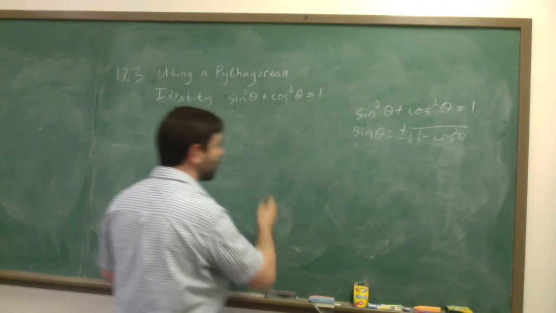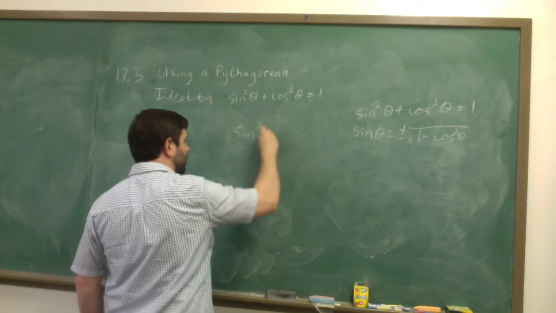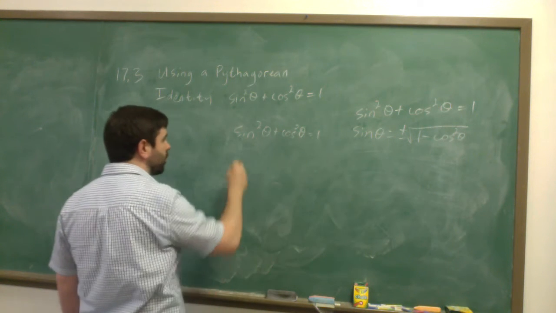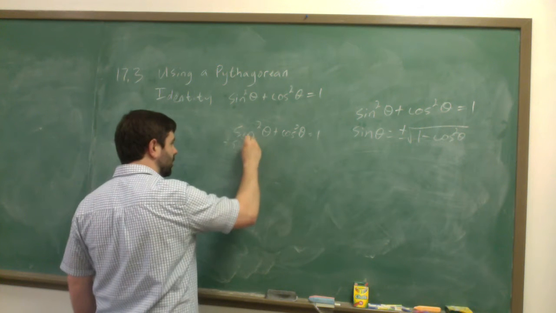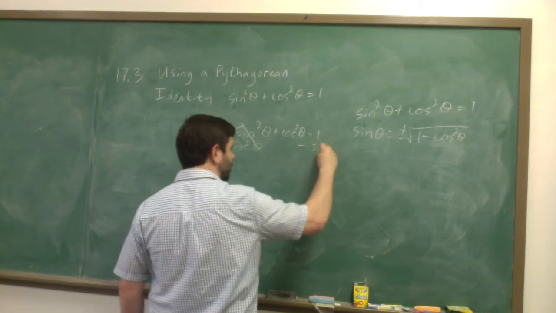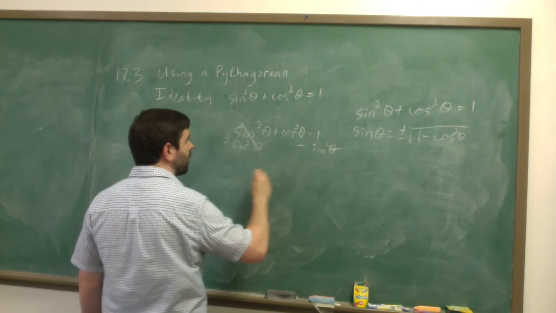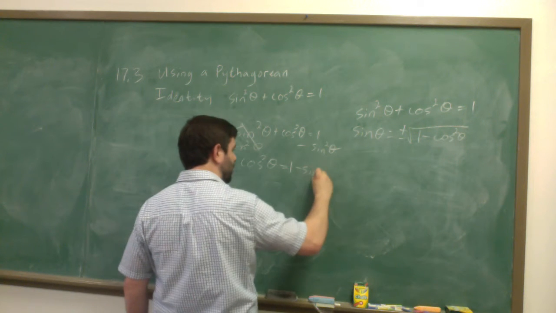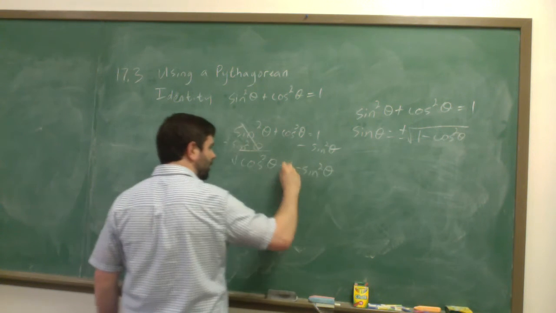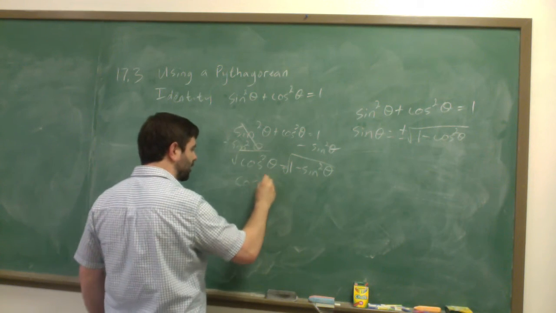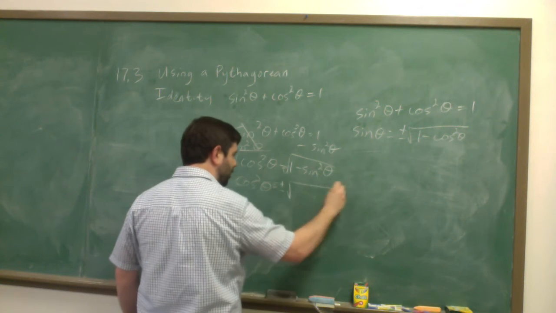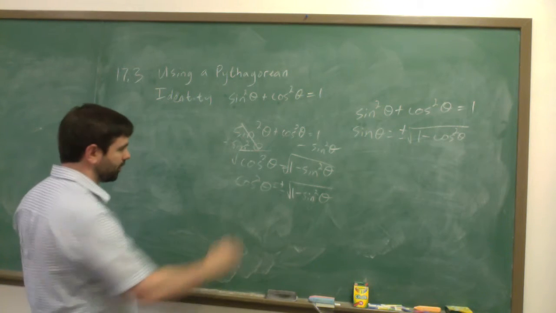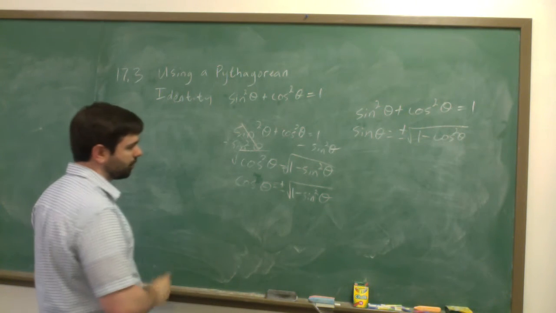And we can do the opposite. Solve for cosine. We're going to get cosine squared theta equals 1 minus sine squared theta. Take the square root of both sides. Cosine theta equals plus or minus the square root of 1 minus sine squared theta. This is not squared, it's just cosine.